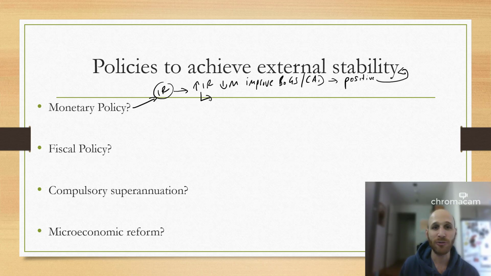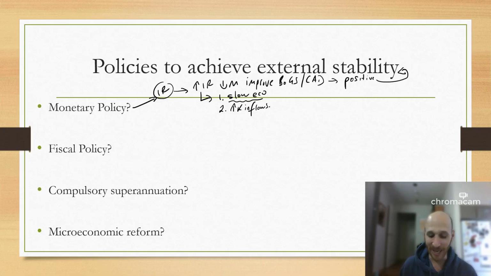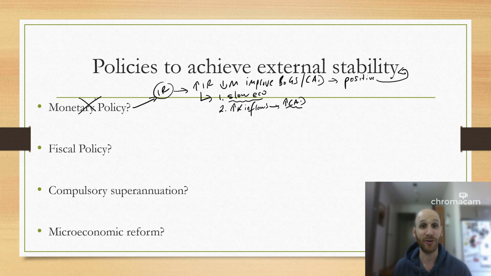If we have higher interest rates, this is going to have two impacts. Number one, this is going to slow the economy, and that's bad news for an economy. But number two, higher interest rates are actually going to increase capital inflows. And if we increase capital inflows, well, okay, that's going to actually increase the current account deficit because there will be larger net primary income outflows. So if we look at interest rates, this is not really how we address external stability.